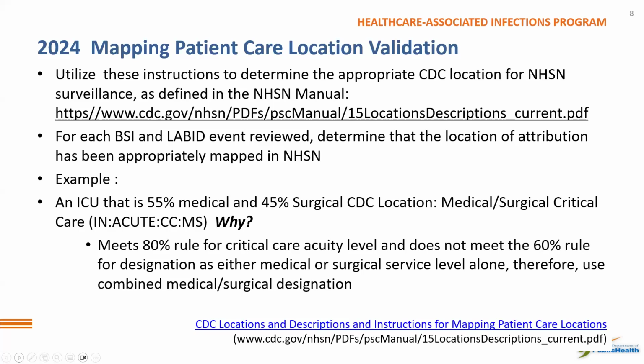For each BSI and lab ID event reviewed, determine the location of attribution has been appropriately mapped in NHSN. For example, an ICU that is 55% medical and 45% surgical, the correct CDC location code would be medical/surgical critical care. The justification is this specific scenario meets the 80% rule for critical care acuity level and does not meet the 60% rule for designation as either being solely a medical or surgical service level alone. Therefore, you must use the combined medical/surgical designation.